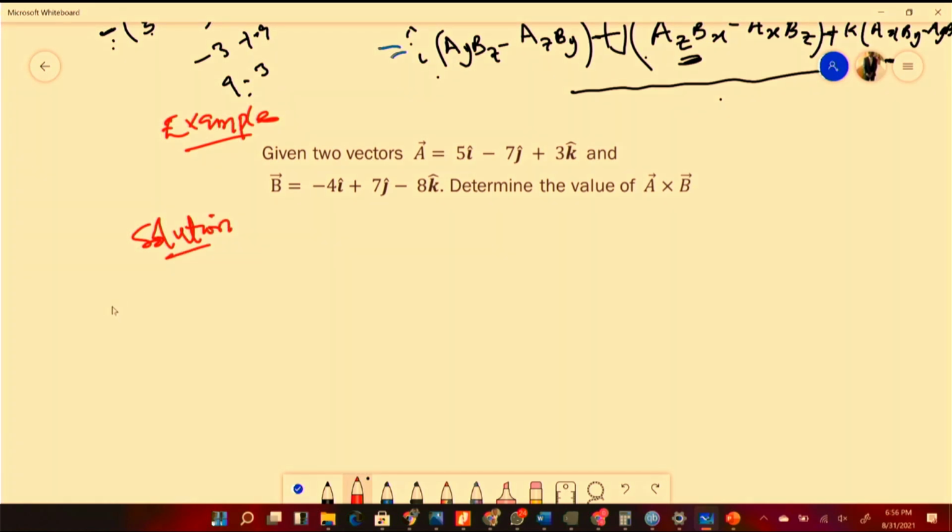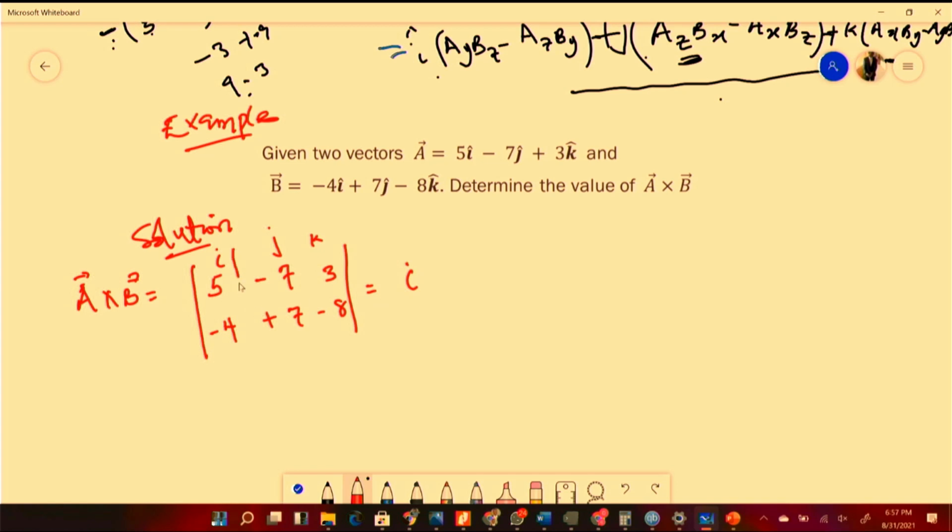So we can find the cross product of these two vectors, a cross b. These are vectors a and b, which is going to be the determinant of 5, minus 7 and 3. This is my i, j, and k. And for my b, we have minus 4, 7, minus 8. And you remember what I said?